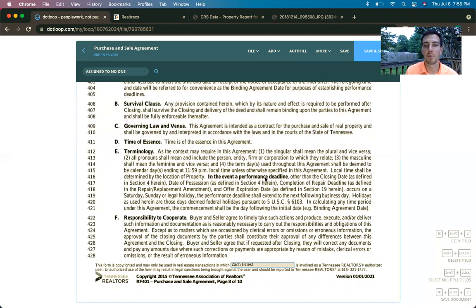In the event of a performance deadline, other than the closing date, date of possession, completion of repair deadline, and offer expiration date, if it occurs on a Saturday, Sunday, or legal holiday, the performance deadline shall extend to the next following business day. So that's a really good thing to know about your deadlines.